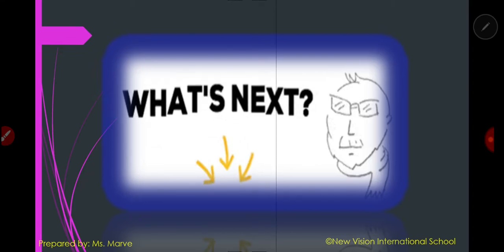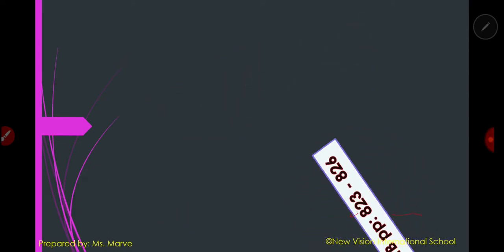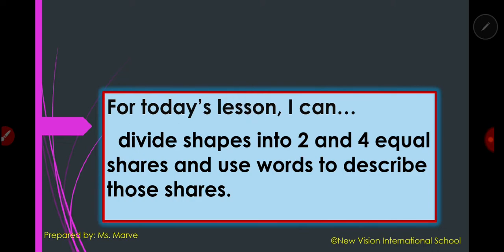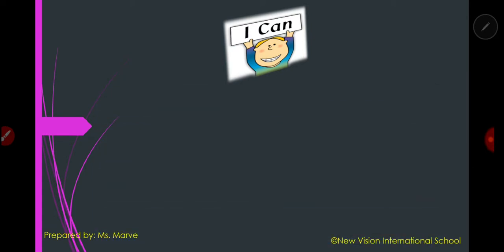Okay, what's next? Our next lesson is all about making halves and fourths of rectangles and circles. So you can follow very well. You can open your book on page 823 until 826. So this is our lesson 2 of unit 15. Okay, so here's our objective. For today's lesson, I can divide shapes into 2 and 4 equal shares and use words to describe those shares.